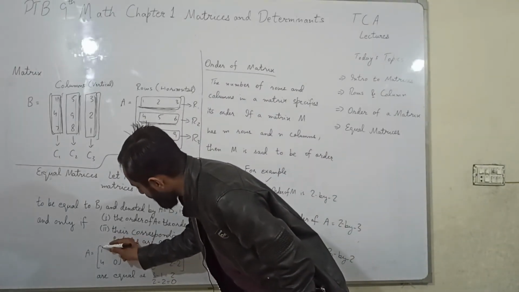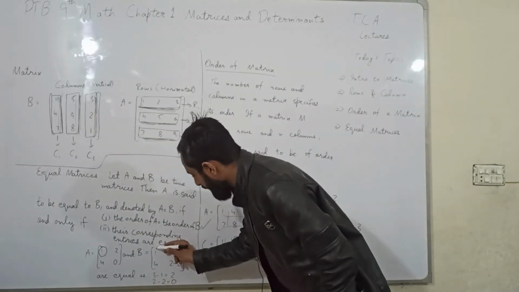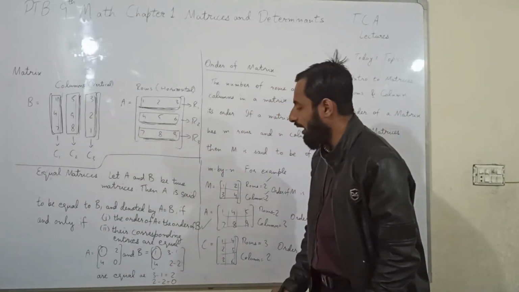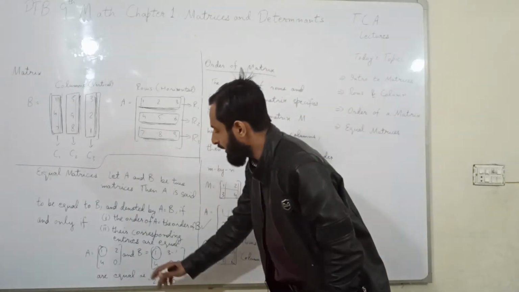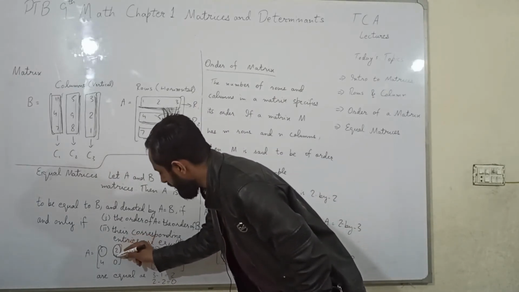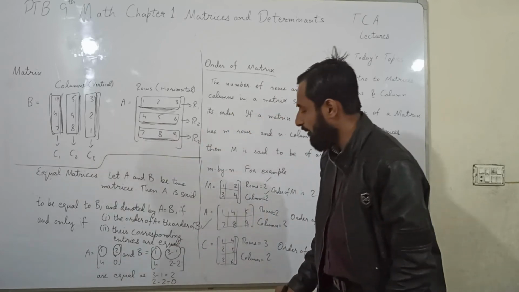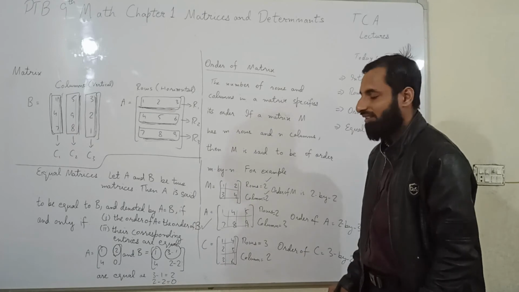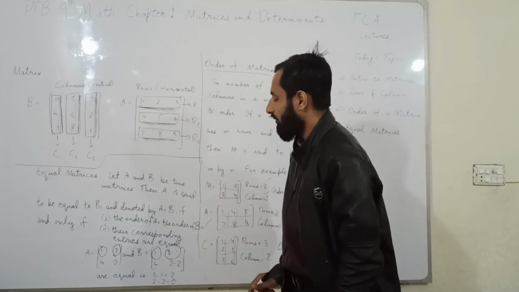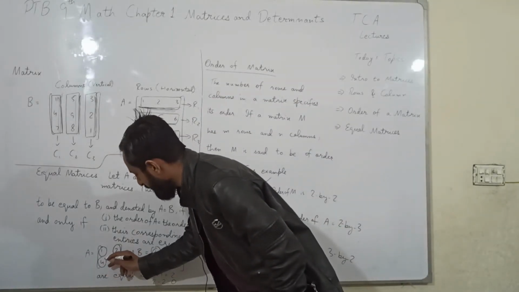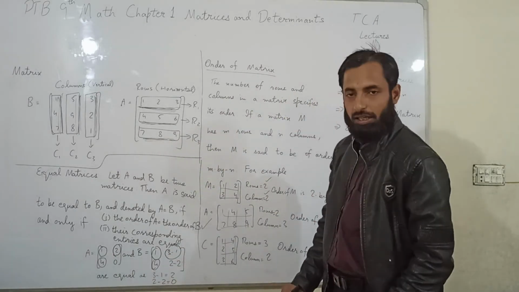Here the first row and first column element in A is 1, and the first row and first column element in B is also 1. So the first corresponding entry is the same. Now the second element, which is the first row and second column of A, is 2, and in B the element is 3 minus 1, and when we solve 3 minus 1 it is equal to 2. So the second element is also equal. Now the third one, second row first column, is 4 in A and it is also 4 in B. So the third element is also the same.